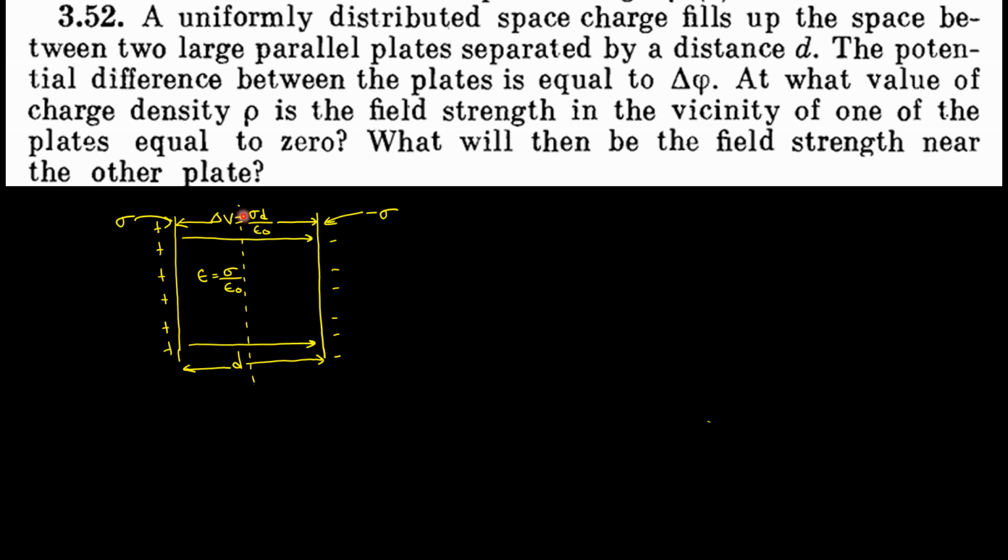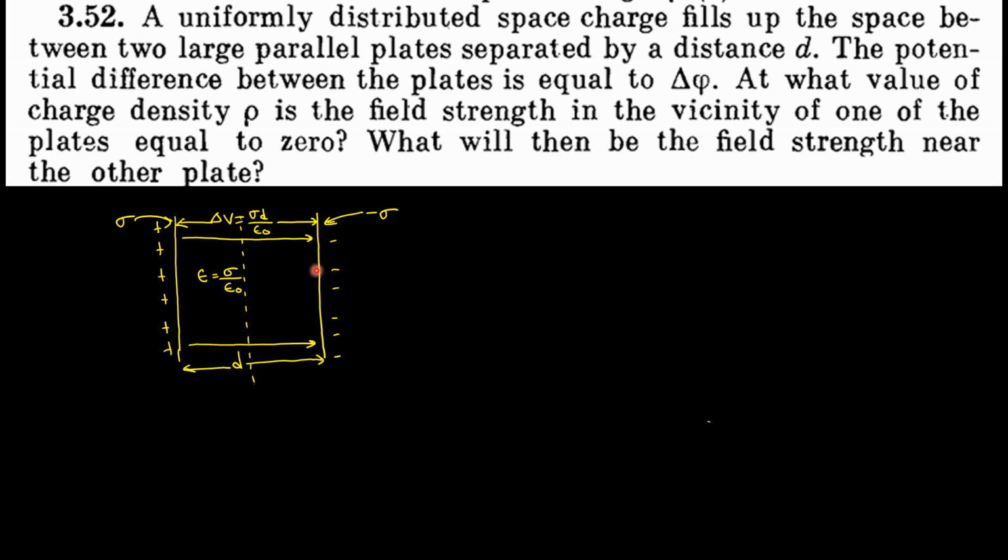Now some of you might say, sir, it is minus sigma d by epsilon naught. It doesn't make a difference. If you take this as final and this as initial, it will be minus sigma d by epsilon naught. If you take this as final potential and this as initial potential, it would be sigma d by epsilon naught. That means if you take the positive 1 coulomb charge from out here to out here, the potential difference would be this much. If you take it from out here to out here, it would be this much. All you have to remember is this is the higher potential, this is the lower potential.